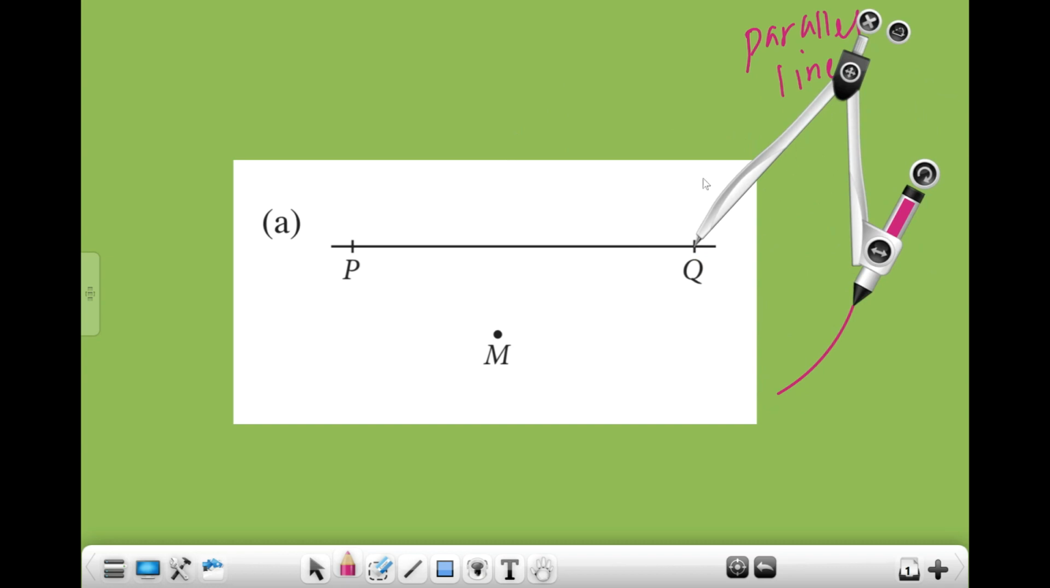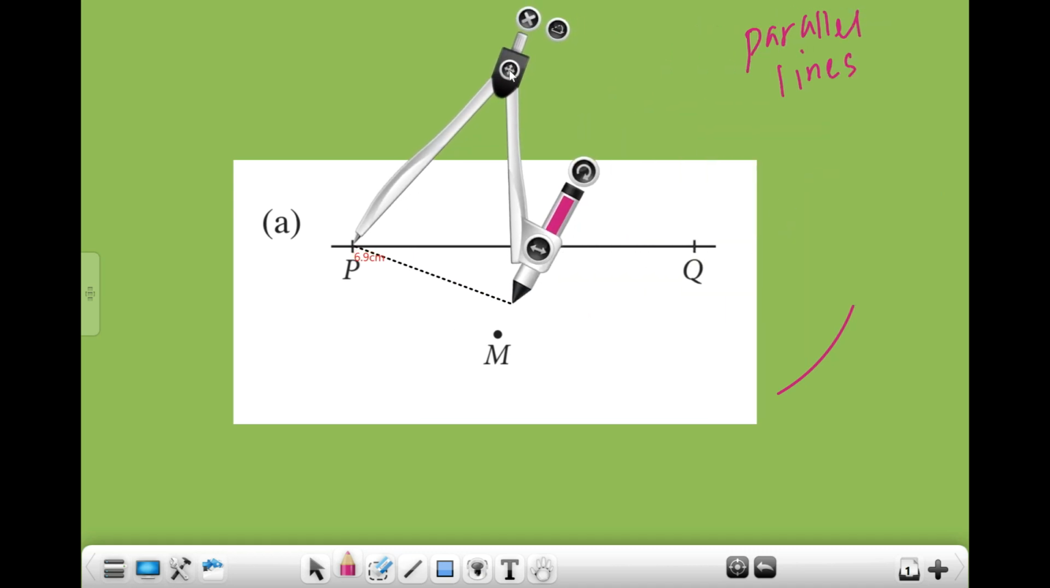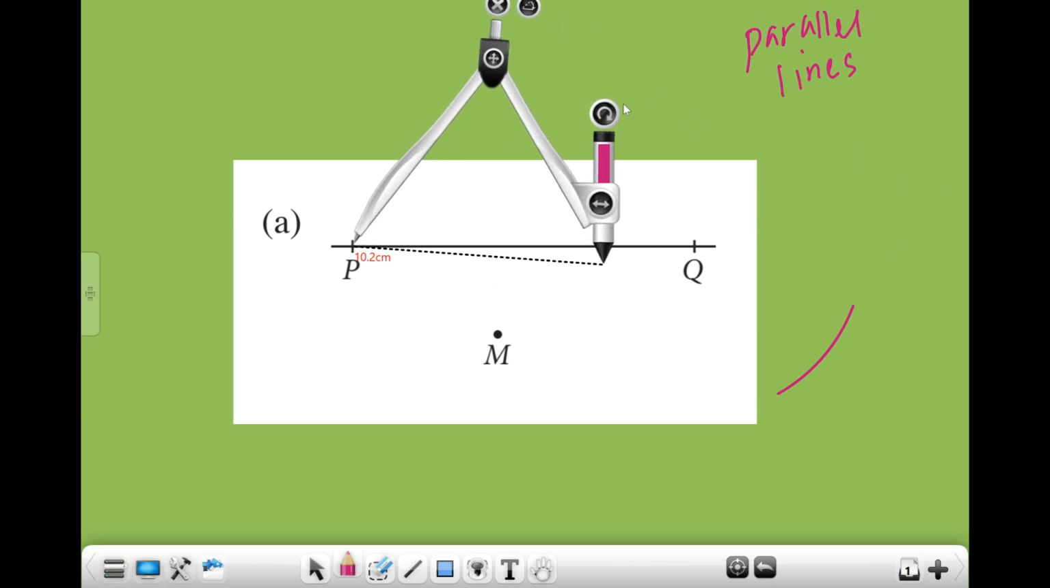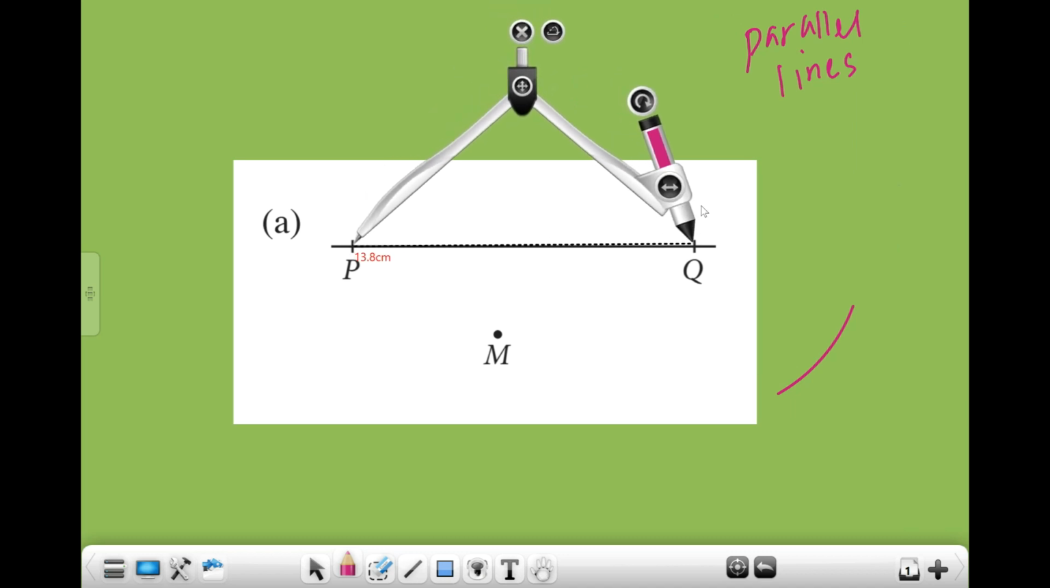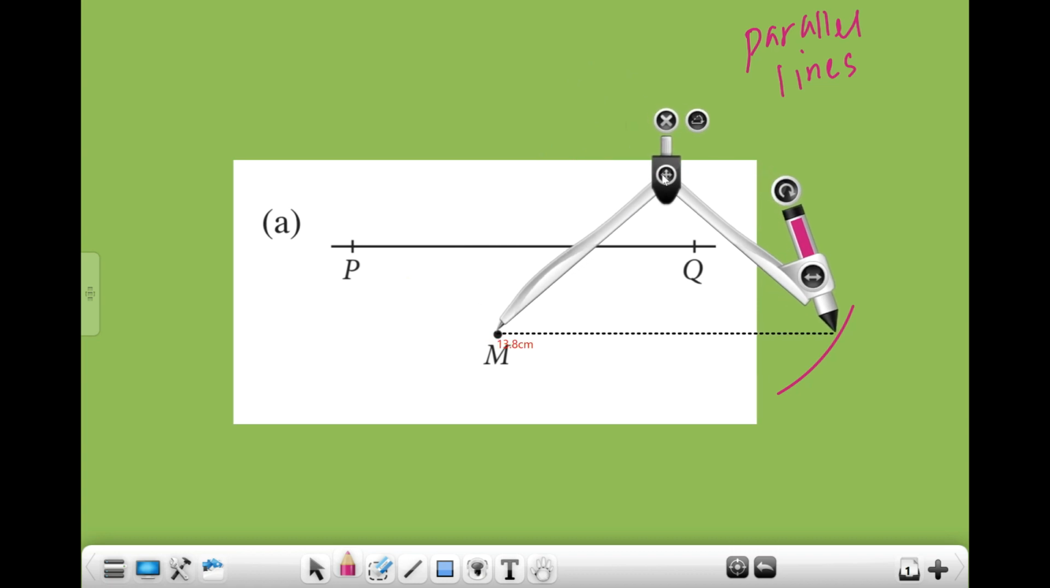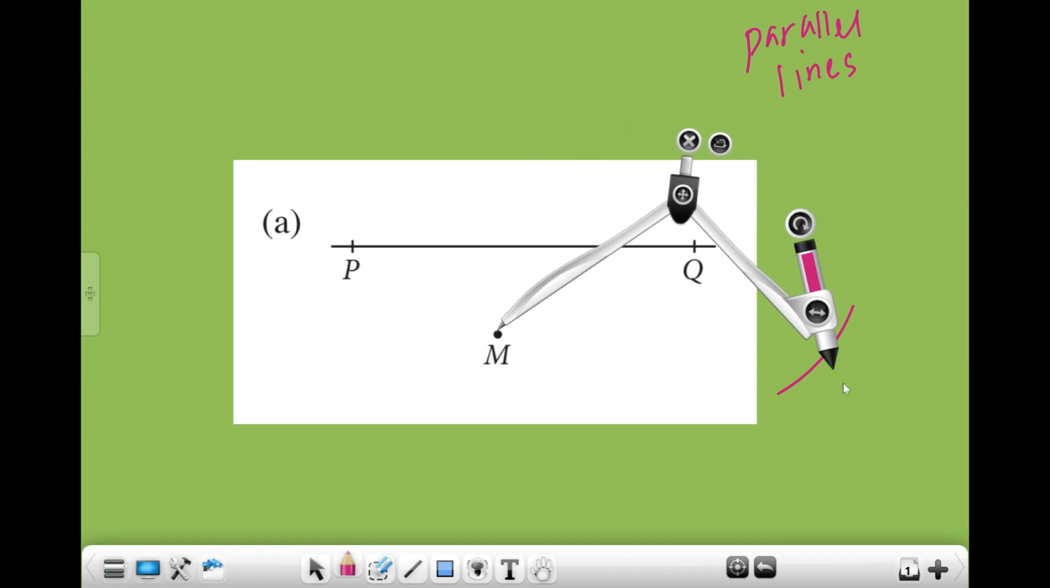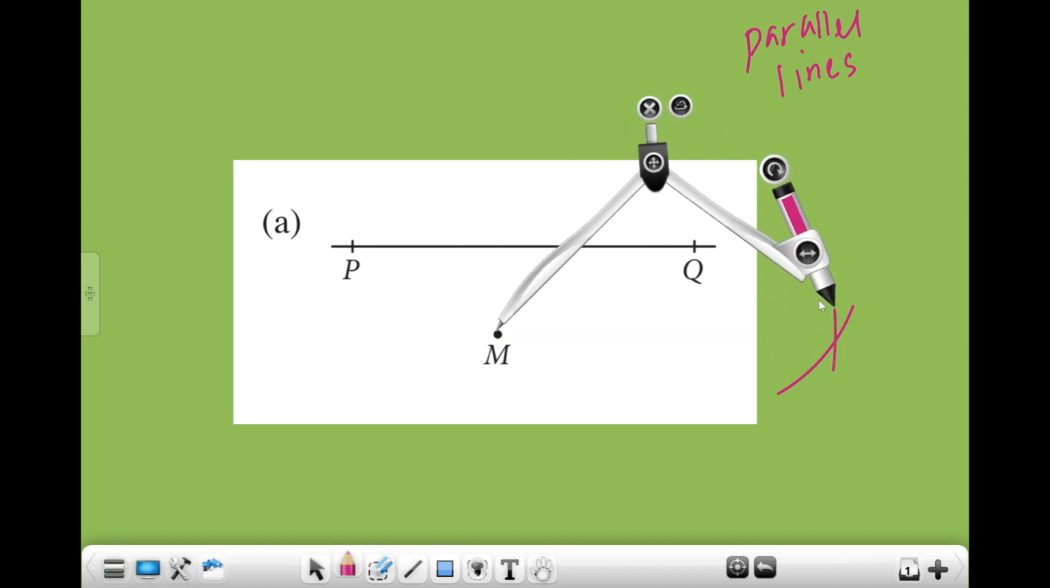Now we want to get the measurement of PQ. So move your compasses to point P and then you drag until you meet the Q here. You get the measurement, but you don't have to do anything. Have you got the measurement? Yes. Move it to point M, and then you draw the arc. Done? Can you get the arc or not? You need to cut through it so that we can get the intersecting point here. Tell me when you are done.